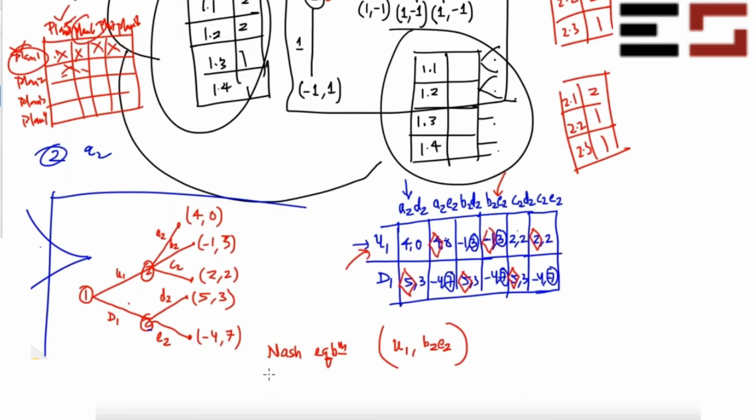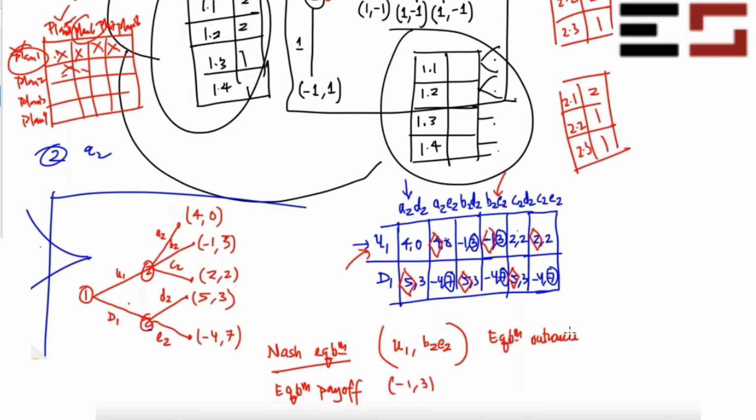So if I ask you what is a Nash equilibrium, give me the pair of plans. Don't give me -1 3. -1 3 is not the Nash equilibrium plan. Plans. -1 3 is the Nash equilibrium payoff. So if I ask you what are the equilibrium payoffs, then give me the payoffs. What is that? -1 3.